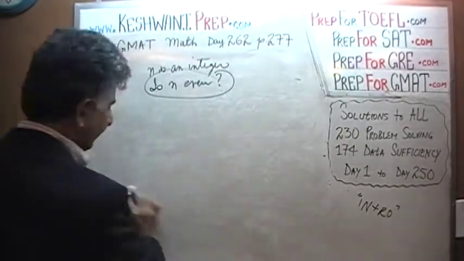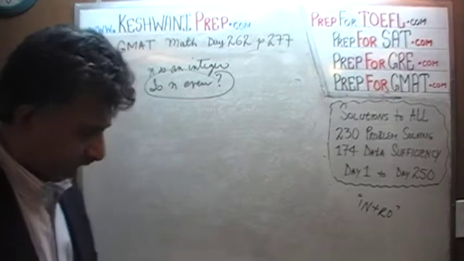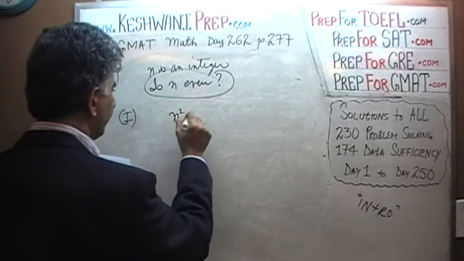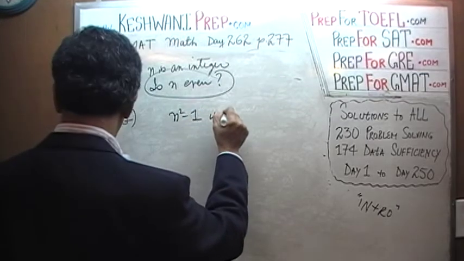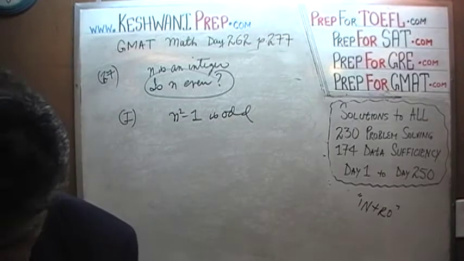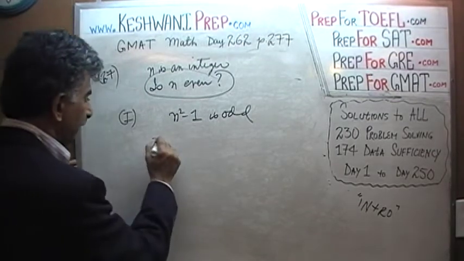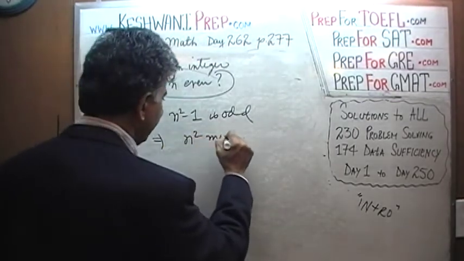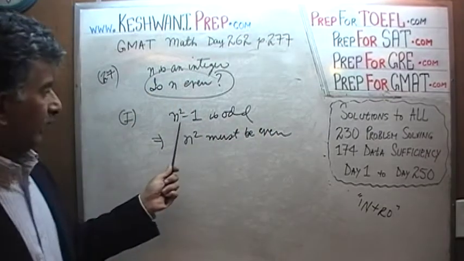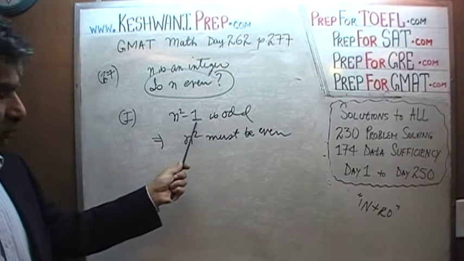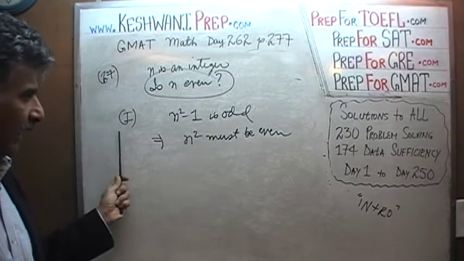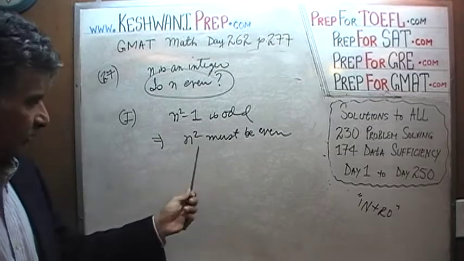Let's see what they tell us in the first statement. In the first statement, they tell us that n squared minus 1 is odd. Well, if n squared minus 1 is odd, that implies that n squared must be even. If one integer before this quantity n squared was odd, then n squared, the next integer, must be even.